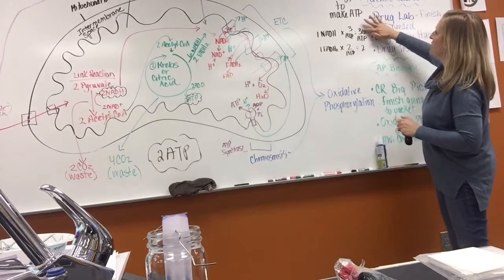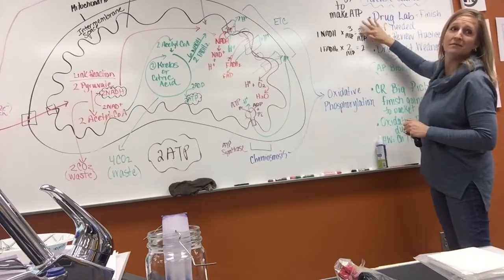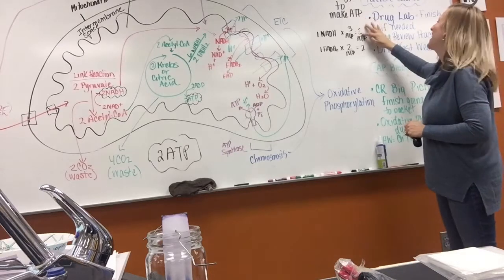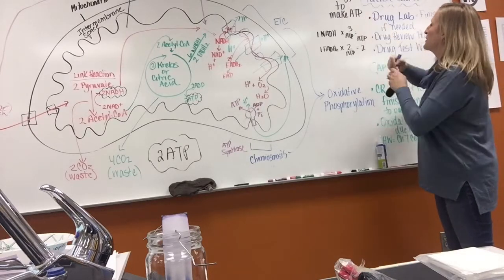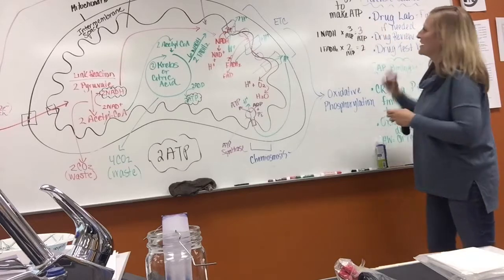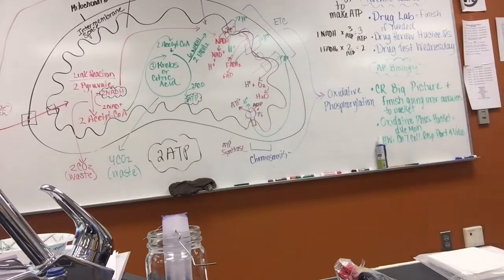And this should be 3. Did you guys notice that? Yeah. All right. I was getting ahead of myself because we're going to total it. It should be 3 ATP. 1 times 3 is not 30, if you weren't sure about that. All right.